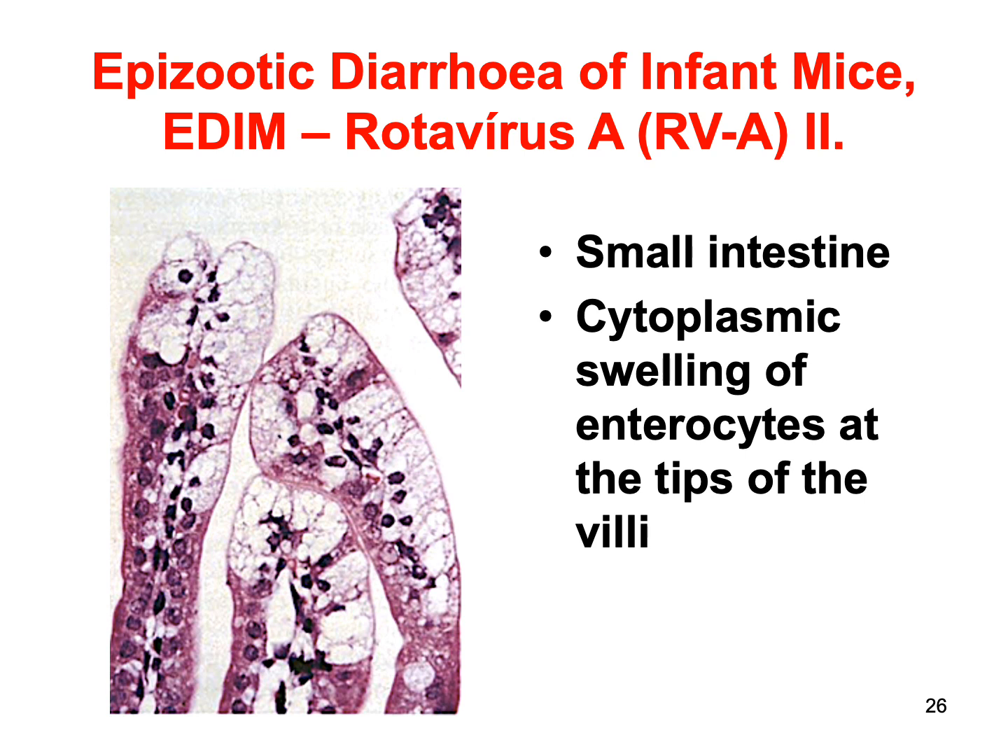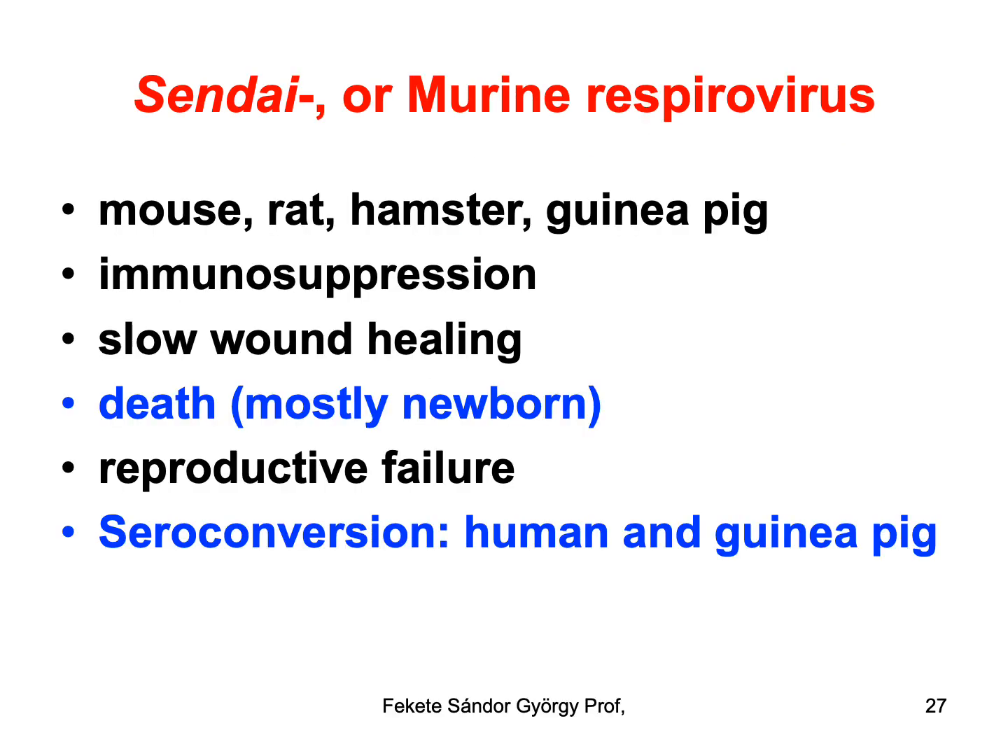The next disease will be also a very important one, and this is the Sendai disease or murine respirovirus. The name came from a Japanese city where it was found first. Sendai disease can be found in mice, rats, hamsters, and guinea pigs. It causes not only the clinical signs but also complications in the research, immunosuppression, slow wound healing.